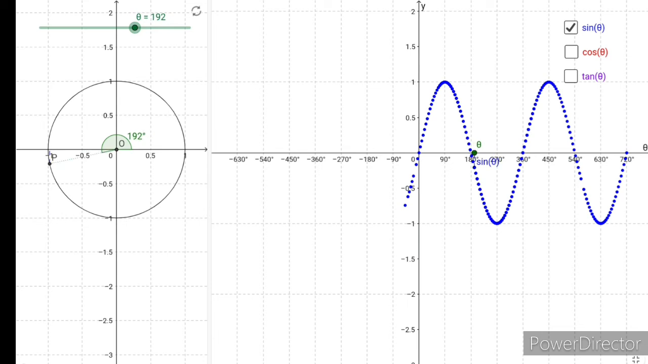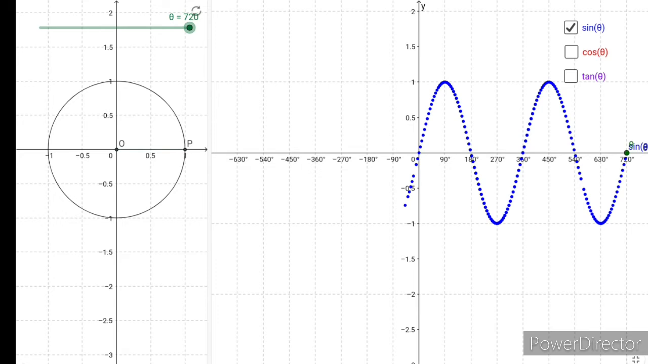When it becomes minimum, it is at 270. At 270, sin theta becomes minus 1. Again it keeps on increasing. Again it becomes 1. Again it keeps on decreasing up to minus 1. Again it increases to 1. So this is going to repeat for every 360 degrees.